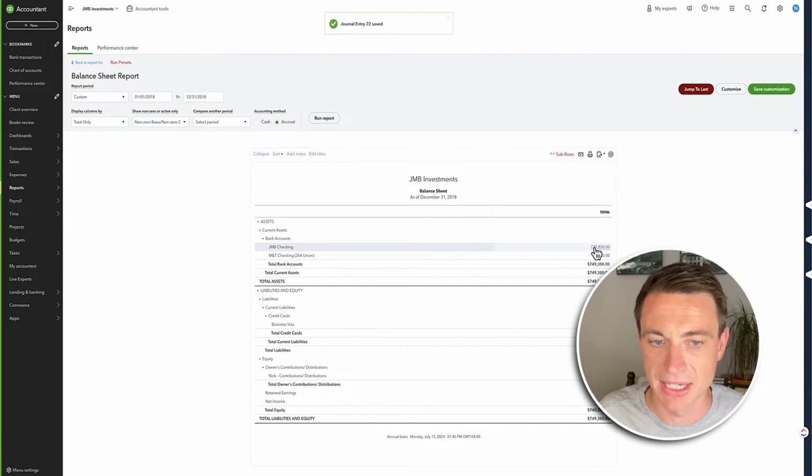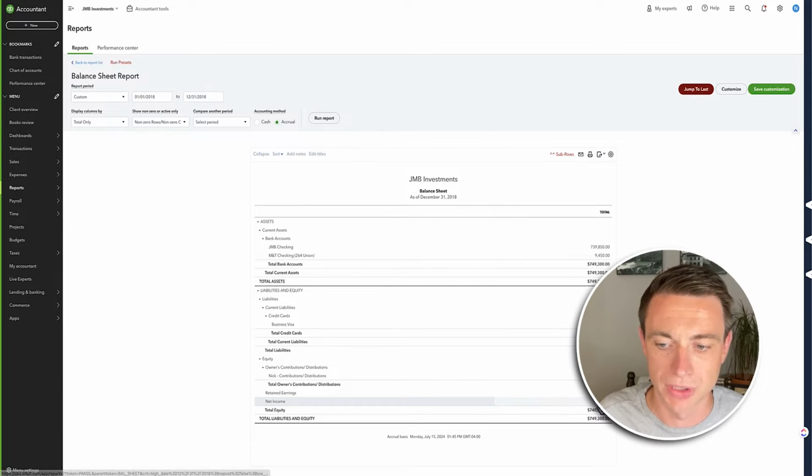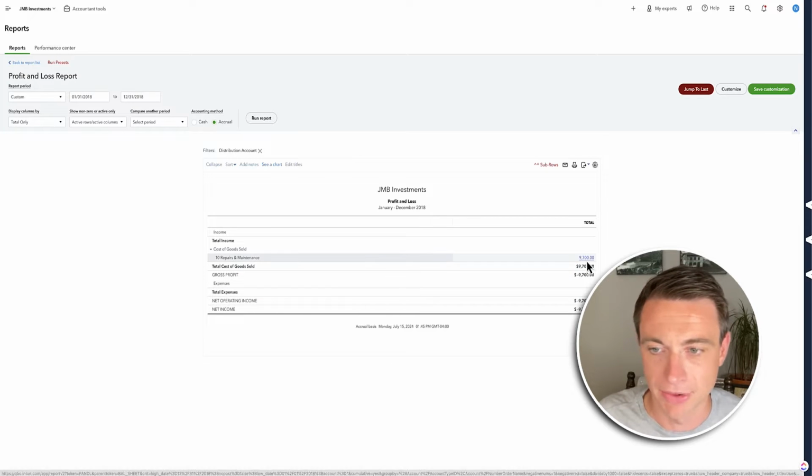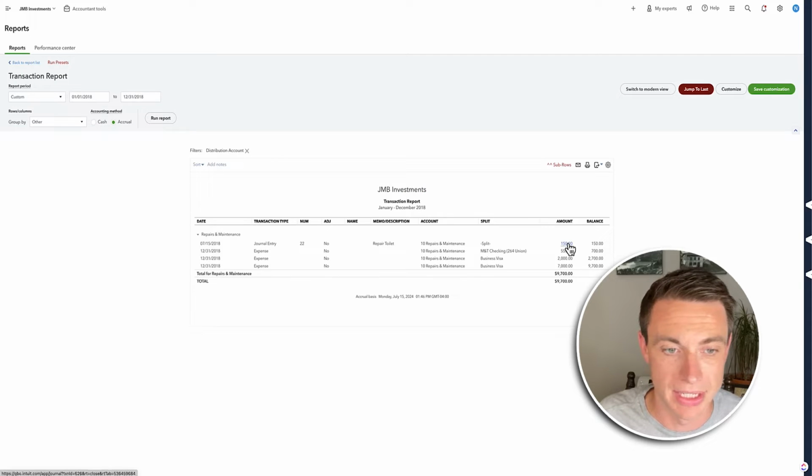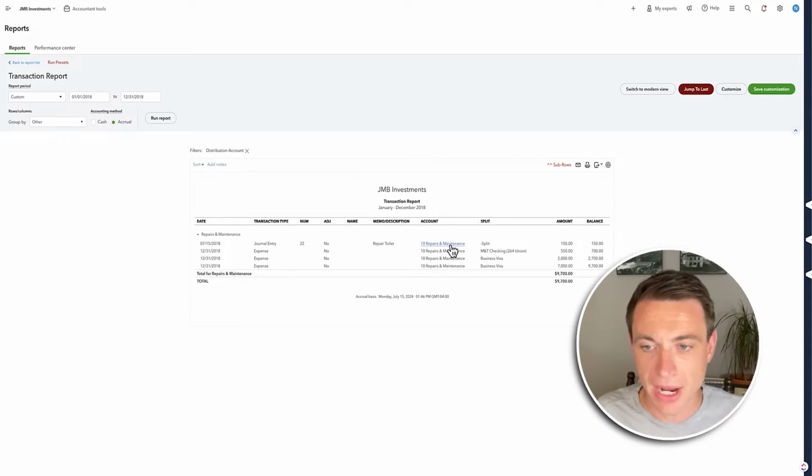All right, and that has decreased my checking account and decreased my net income as well. If I drill down into my net income, we will see that repairs and maintenance, I have some other stuff in there. Let me just see if I can find that exact transaction. There it is, that $150 journal entry. Now here I have some expenses.